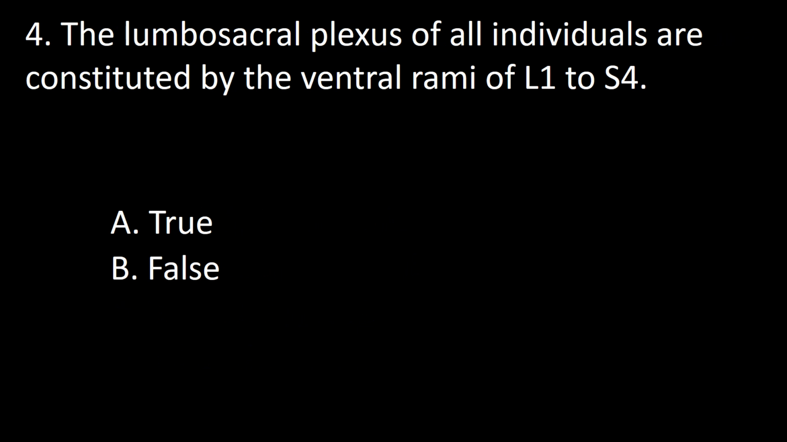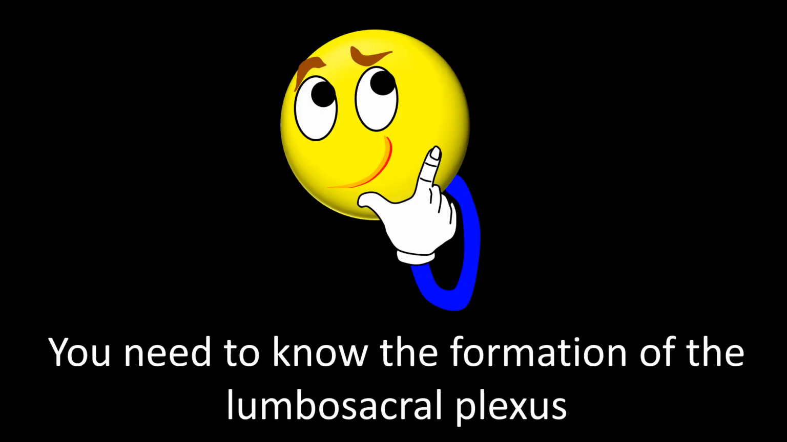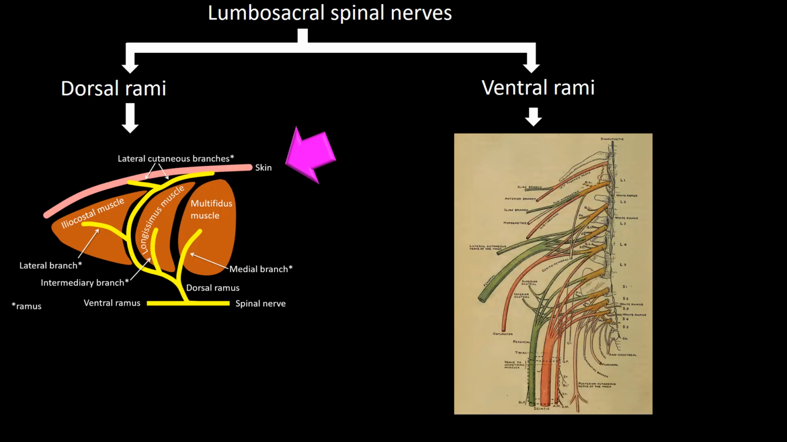Next question. The lumbosacral plexus of all individuals is constituted by the ventral rami of L1 to S4. A true, B false. You need to know how the lumbar plexus is formed. Now that we have talked about the dorsal rami nerve formation, we are going to talk about the anatomical structure formed by the ventral rami of the spinal nerves of the lumbosacral region, the lumbosacral plexus.